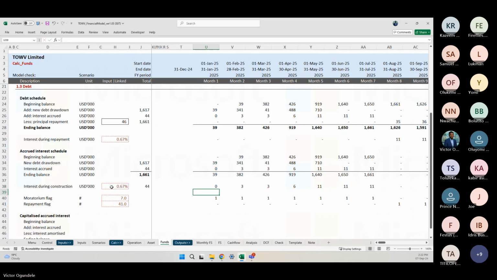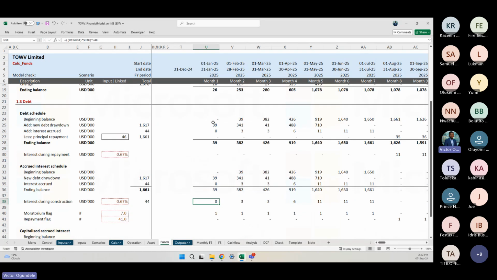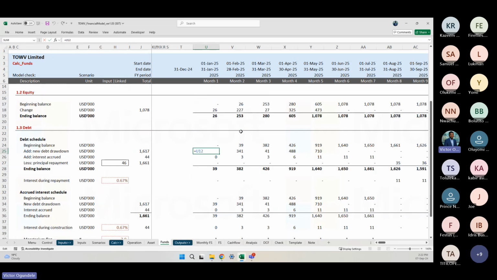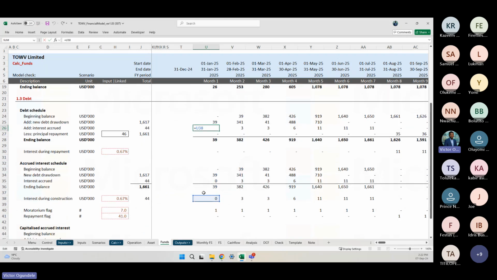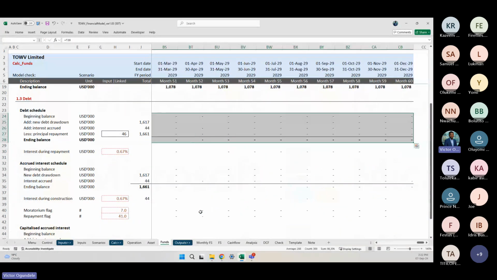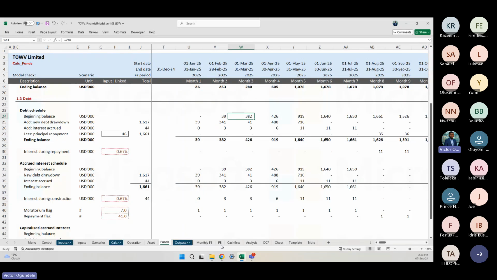Okay, copy across. Then for my debt schedule, beginning balance is the closing balance of the previous period, new debt drawdown should be linked straight to the sources of funding directly. Interest accrued, link it to the one we calculated below, then principal repayment. Then my ending balance should be my beginning balance plus new drawdown plus interest accrued minus my principal repayment. So that should give us that. I'm not sure why circular reference should come into play. So check.